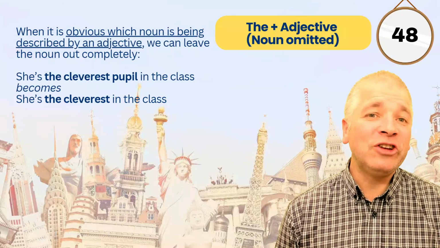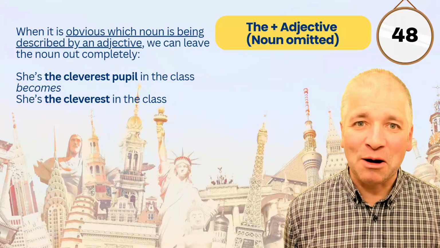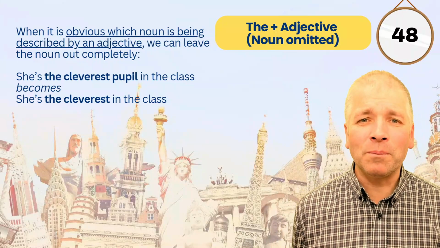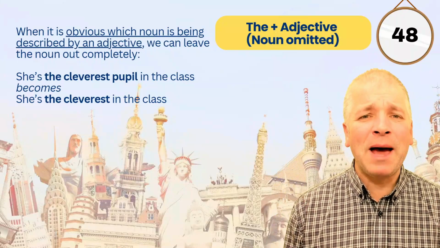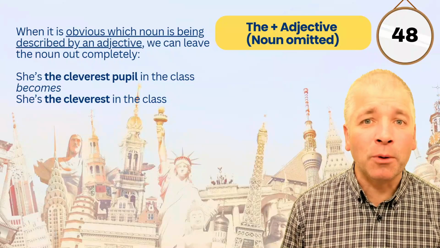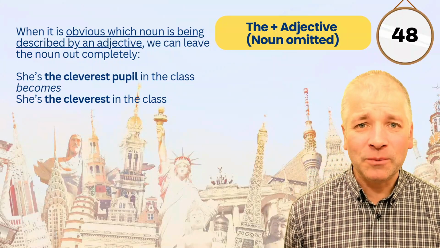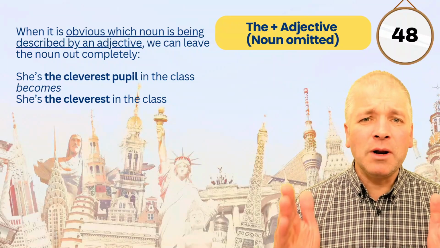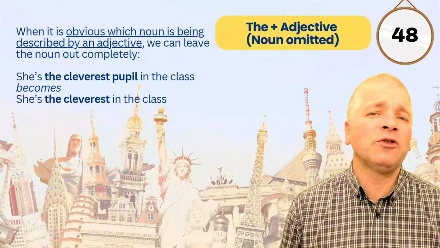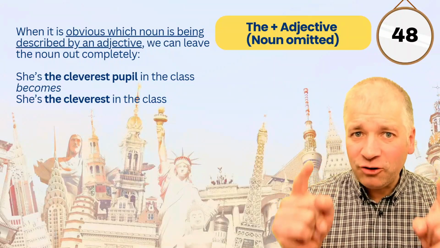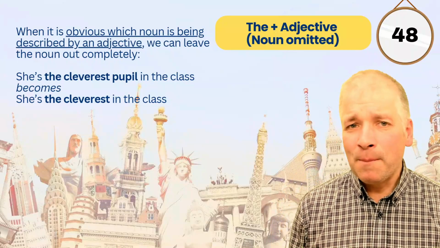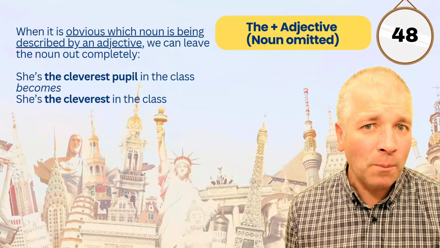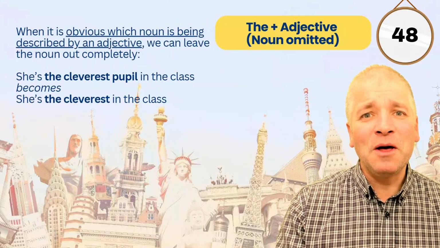Compare these two. She's the cleverest pupil in the class. Here we have the, followed by the adjective cleverest, and then the noun pupil. But we normally expect a class to be full of pupils. So if we take the word pupil out, it still makes sense. She's the cleverest in the class. We still know exactly what we mean here because the context of pupils is obvious. But make sure that this context is obvious. Perhaps the noun may have been in a question beforehand, or maybe you used the noun in what you said just before. Make sure it's obvious, then you can follow this little trick.